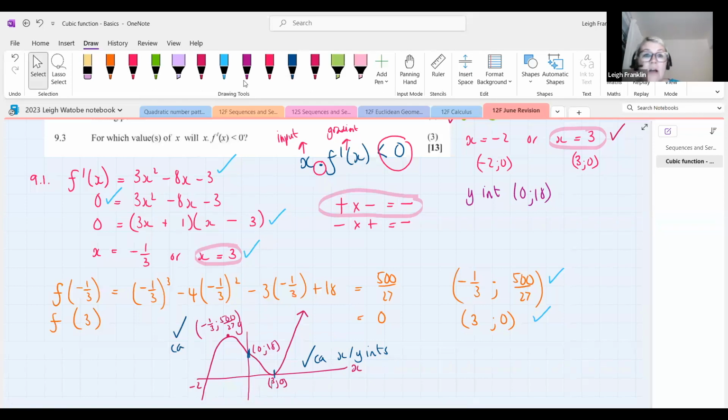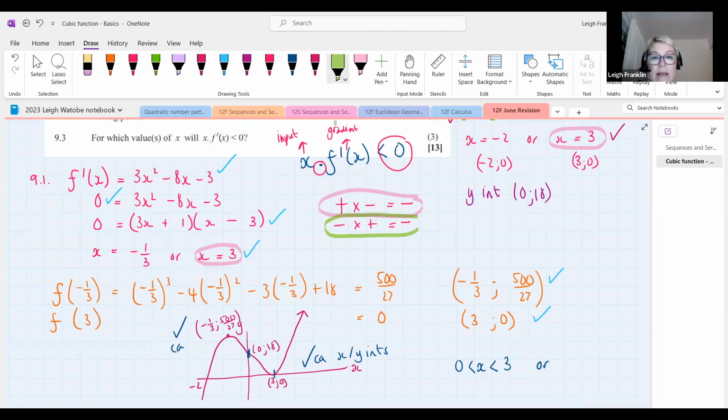So between 0 and 3, we would write that as x is greater than 0 but smaller than 3. Good, that's part of your answer. That is the only place where your inputs are positive and you're walking downhill. Now we have to consider the other situation. Let's highlight that in green. Now we want negative x values, but we're walking uphill. So where are x values negative? To the left of the y-axis. Where are we walking uphill?